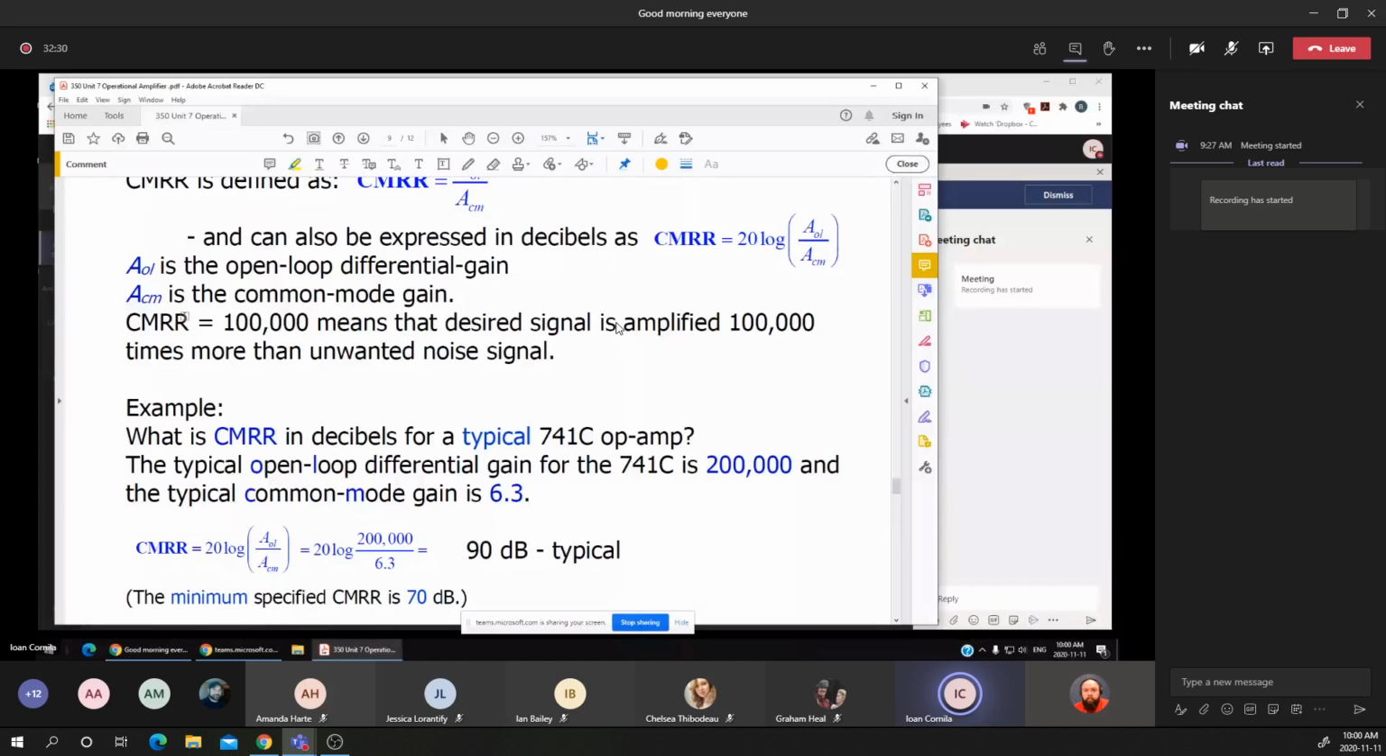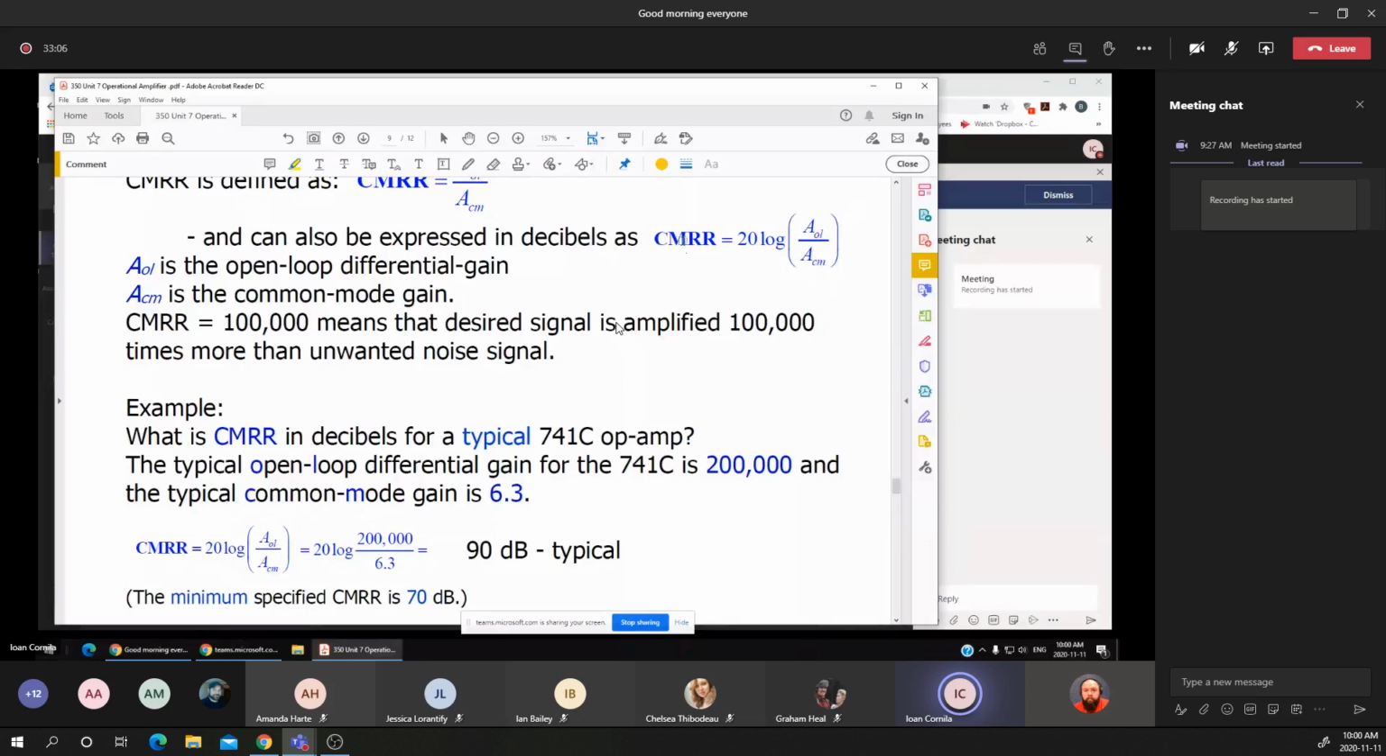Now, to explain again what the CMRR means: the useful signal, the signal that we want to amplify, gets a gain such that it is amplified 100,000 times more than the unwanted noise signal. Keep in mind that this ratio, the AOL is very large, the ACM is very small.